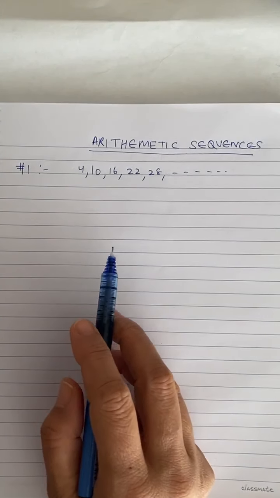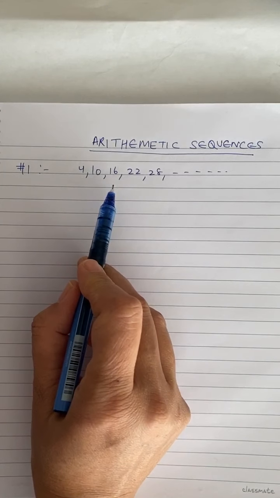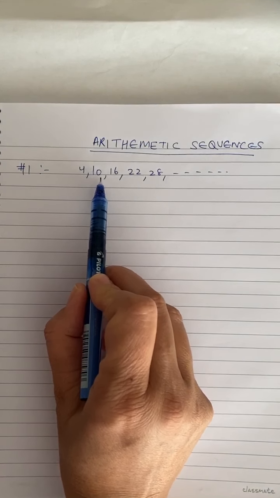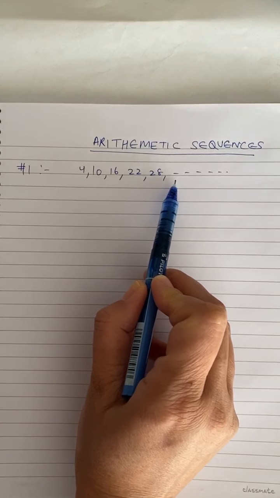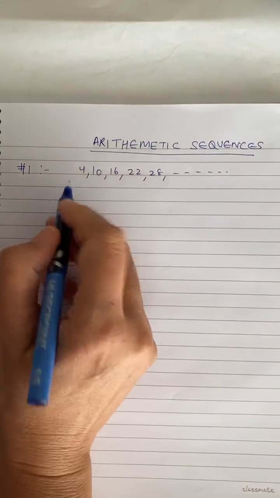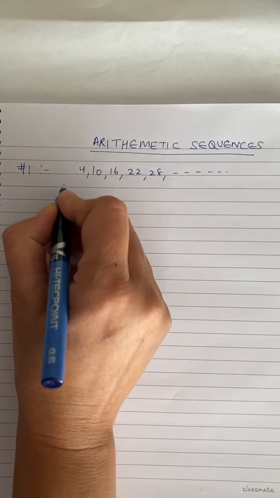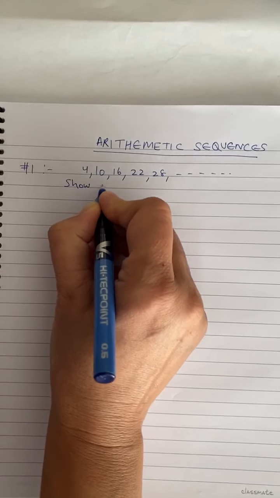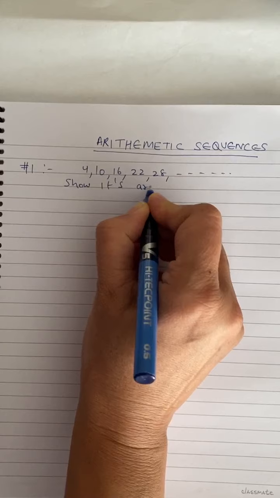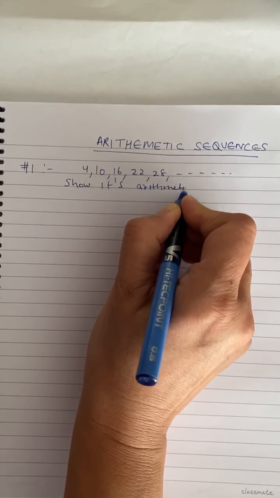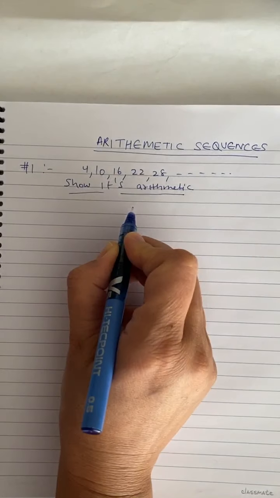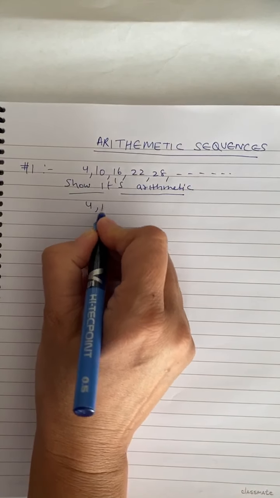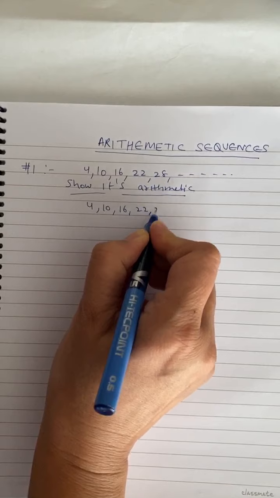Okay, the first example I'm going to do about arithmetic sequences is 4, 10, 16, 22, 28. And here you have to show that it's arithmetic. First of all, you need to show it is an arithmetic sequence. And for an arithmetic sequence, to show that, we need to have a fixed difference, which is called the common difference. So 4, 10, 16, 22, and 28.